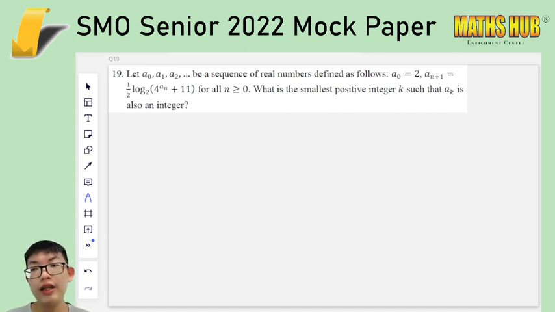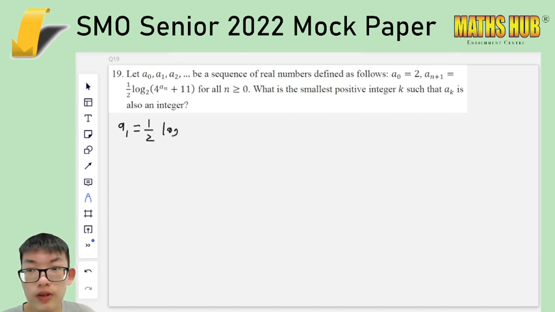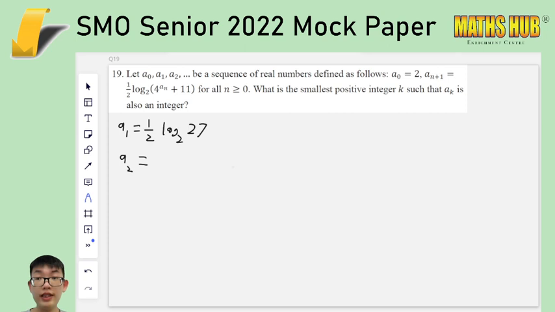Well, we can start by possibly writing down some values. a0 equals 2. Just using the definition here, a1 equals half log base 2 of 27. Then a2, oh bother, this is a bit annoying already, right? We need to figure out how to calculate 4 to the power of this as nicely as possible.